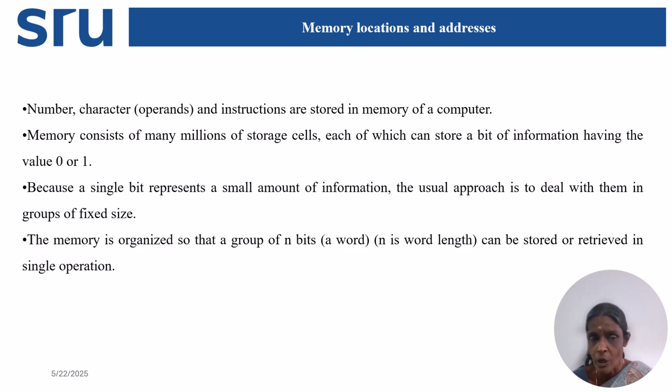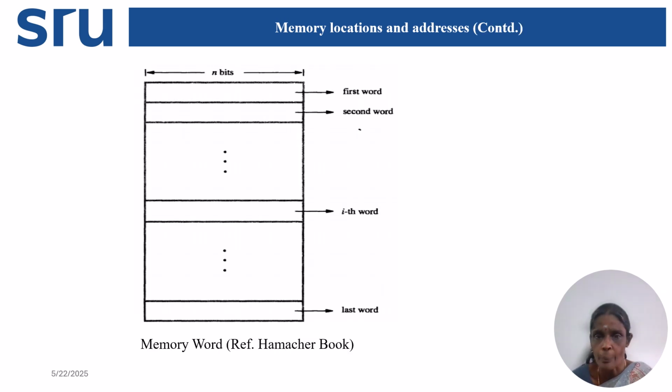Memory cells are arranged in the form of a matrix or arrays. This is altogether called memory locations. The memory is organized so that a group of n bits, that is a word, can be stored or retrieved in a single operation. The word length is equal to n, and how many bits depends upon the architecture of the system.